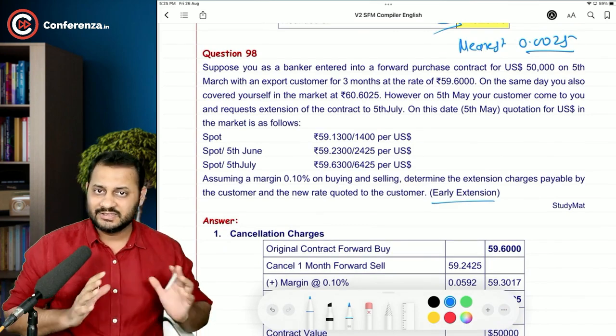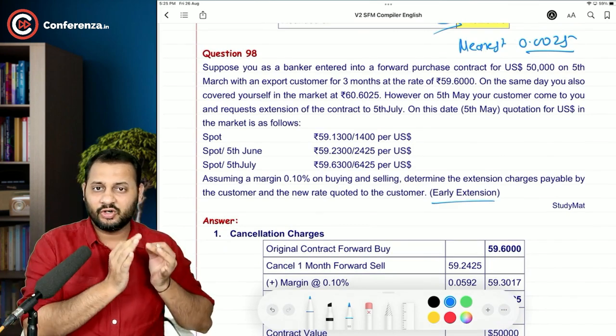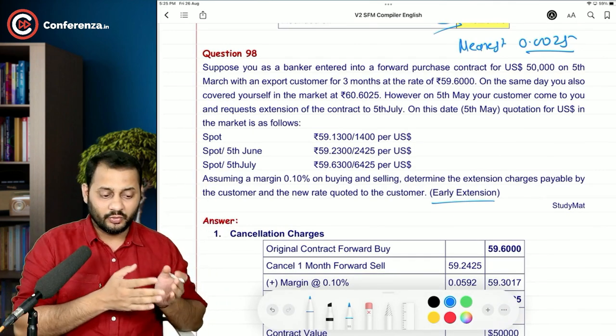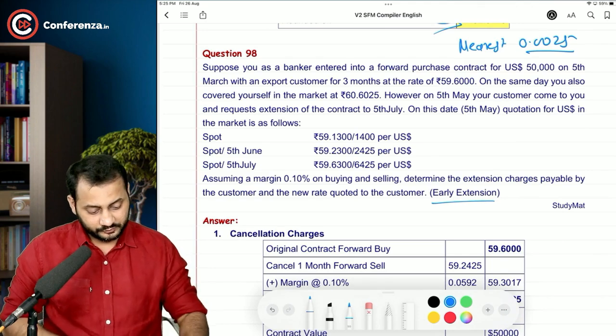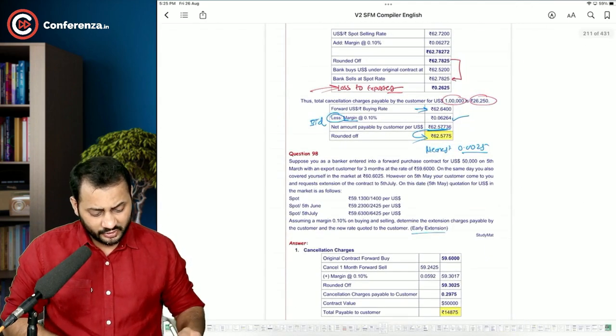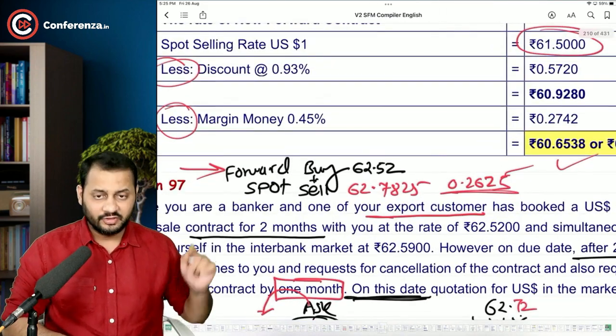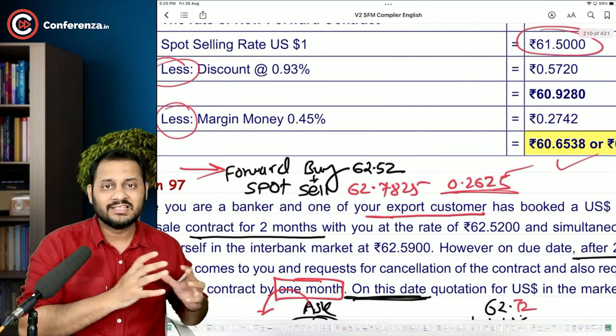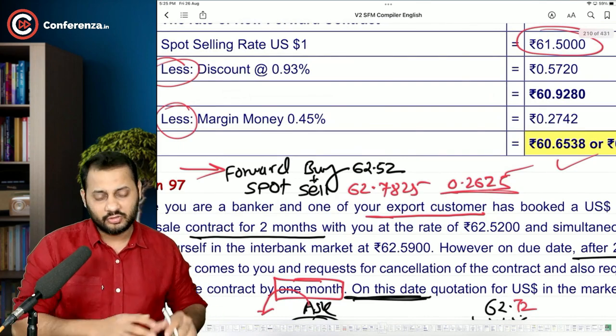Now all these questions were extension on due date. This question is nothing new, but only one thing will happen: in order to cancel the contract, instead of taking spot sell, we will be taking forward sell for the balance period of maturity. Have a look.